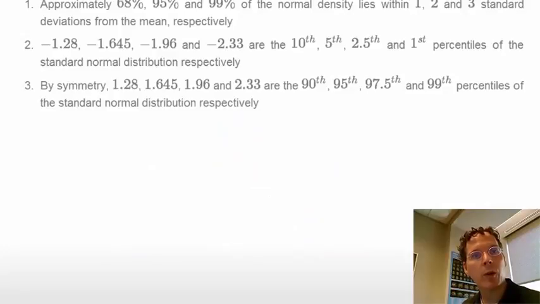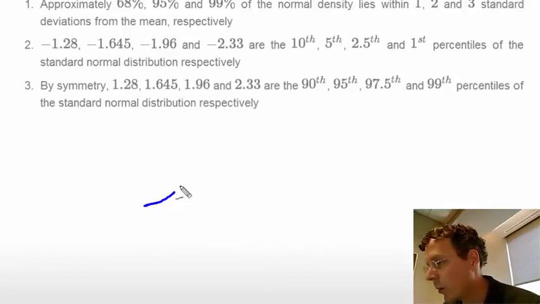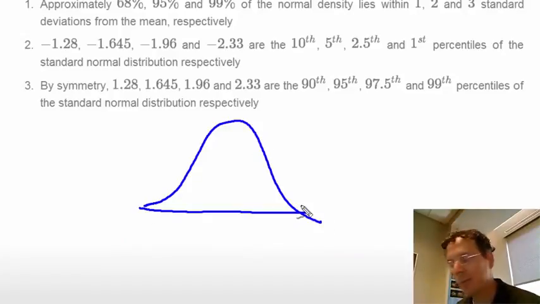Let's do one more. One of the more important quantiles that we have to remember is 1.96, or close enough to 2. We often round it up to 2.